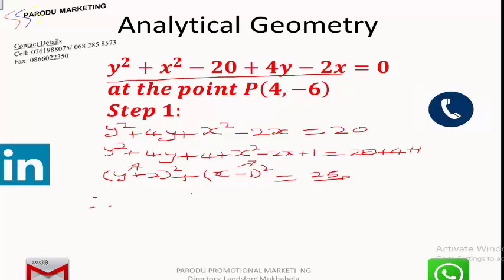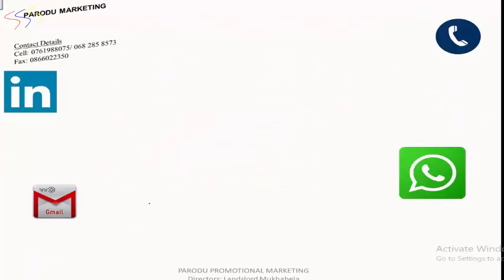Therefore, for step 1, we would know for a fact that the points are: let's start off with the 1, which is the x, and for the y we have negative 2. So the center is at (1, -2). So we have found the center of the circle. That's step 1. Now we are going to move on to the following step, step 2.